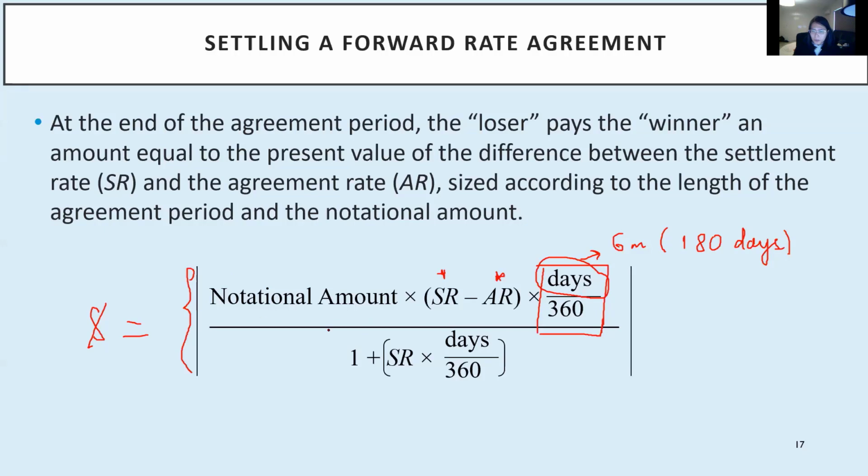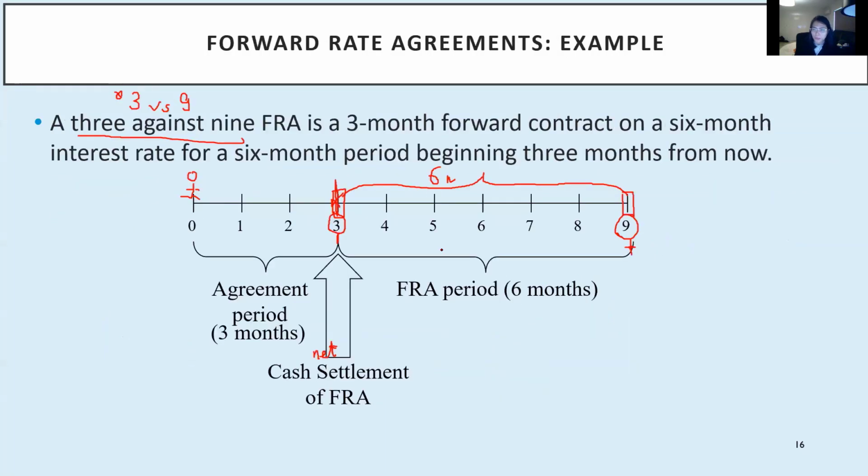So besides this term, I'm going to have a present value term here as well. So 1 plus SR times days divided by 360 is a present value term, okay? So why do we need a present value term here? That's because the interest difference that we computed are the interest that we expect to receive at the end of month 9, okay? So the interest amount that we calculated before, which is the notional amount times SR minus AR, times days divided by 360.